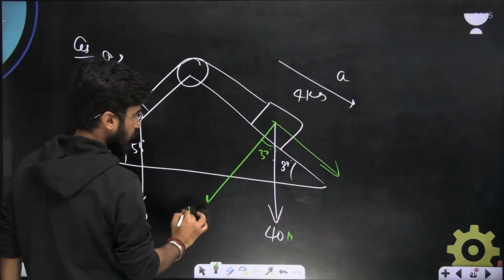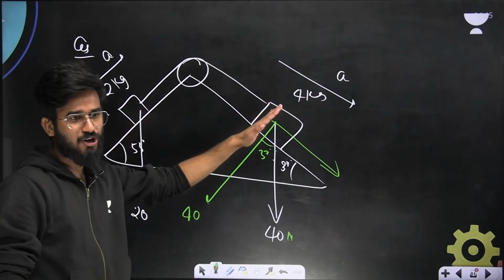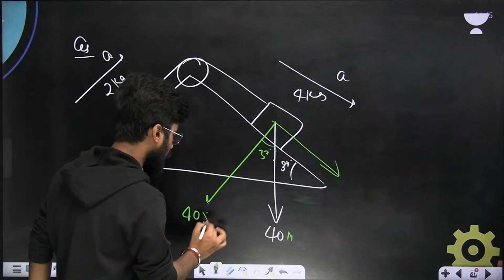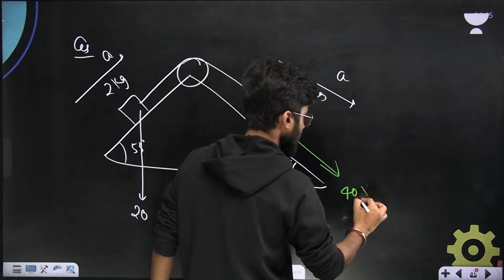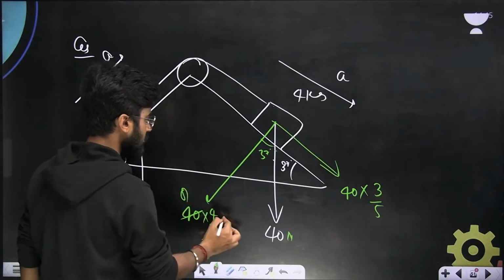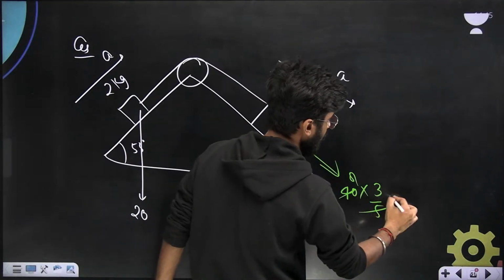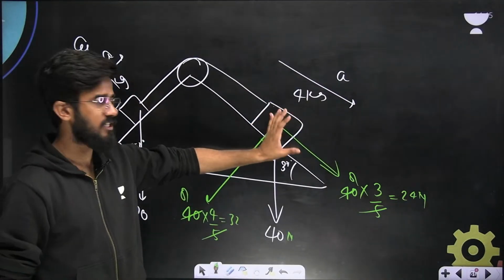So this is 40 cos 37. Cos 37 is 4 by 5, which means 40 into 4 by 5. Similarly, here it is 40 into sine 37, which means 3 by 5. Correct? So 5 8s are 40, 8 times 4 is 32, and it will be 24, I think. Yeah, 24 Newton. So this is the force acting on this particular block.